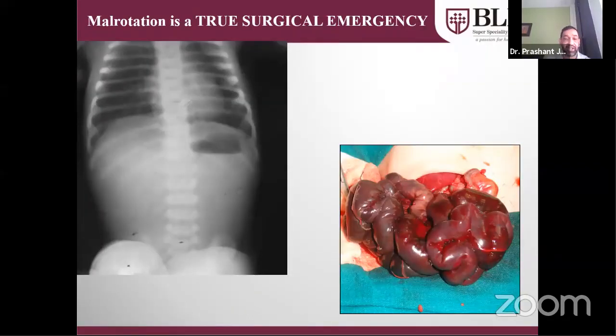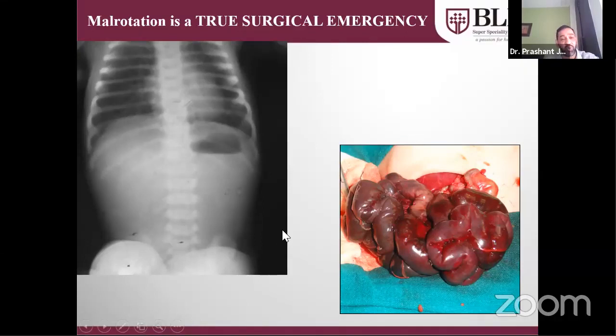the child did fine. But you will get that classical picture of double bubble sign and the distal gas when the gut vascularity is maintained. But if there is associated gangrene, you can have a gasless abdomen.